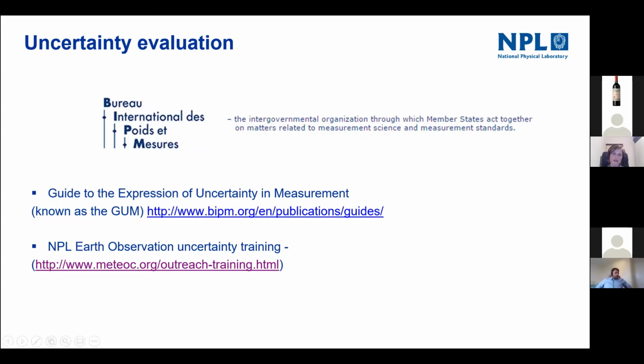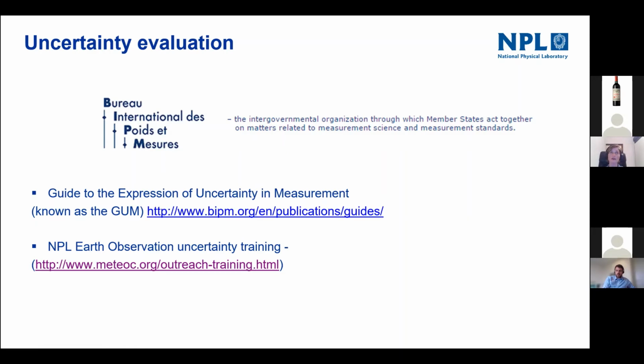which is called the Guide to the Expression of Uncertainty in Measurement. We like to call it the GUM. And this is the link to those publications. There are several versions of that, but basically we like to express uncertainty based on the methodology described in the GUM.